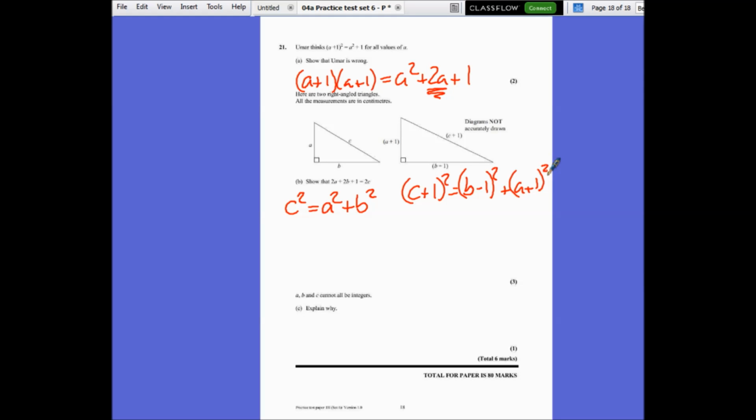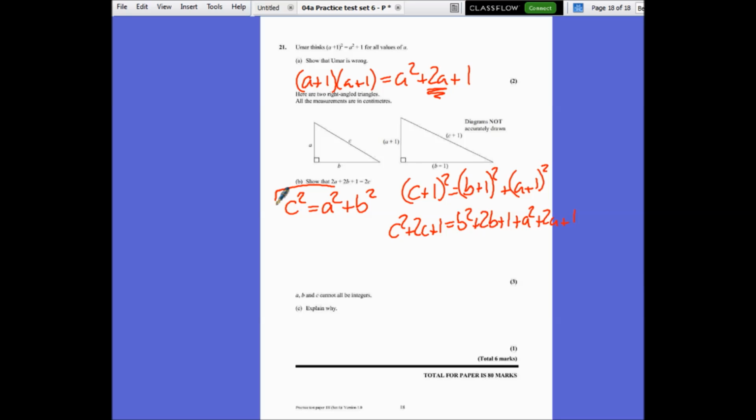Now, if we expand those out, (c plus 1) squared would end up as c squared plus 2c plus 1. (b plus 1) squared would expand to b squared plus 2b plus 1, and (a plus 1) squared would then expand out to a squared plus 2a plus 1.